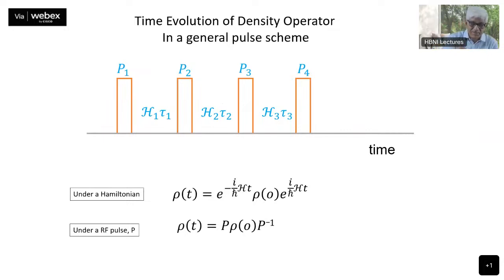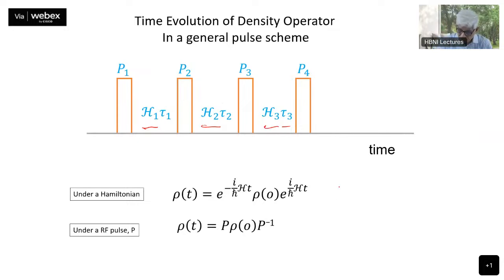So I have here a pulse P1, a pulse P2, pulse P3, pulse P4. It can have any more. In between these, the system is going with the Hamiltonian H1 for a time tau 1. Here it is going with the Hamiltonian H2 for a time tau 2, or H3, tau 3, and so on. Okay. So now, how do I calculate the evolution of the density operator? I must calculate the density operator. I should know the basic principles of how the density operator has to be calculated.